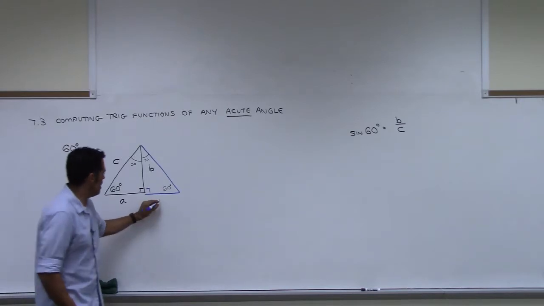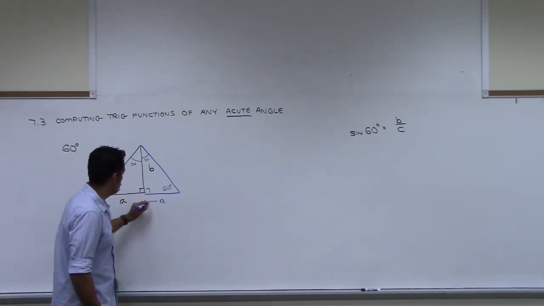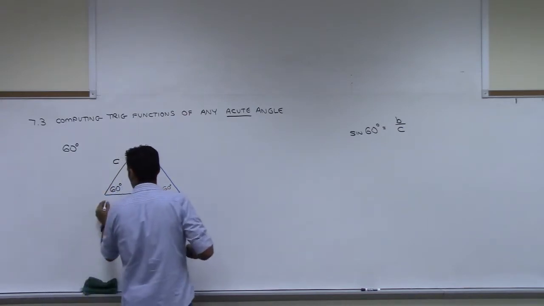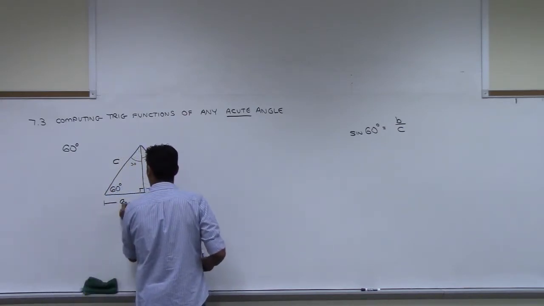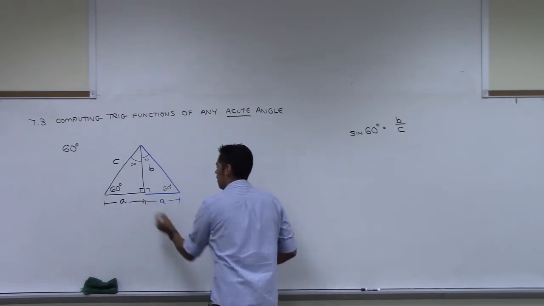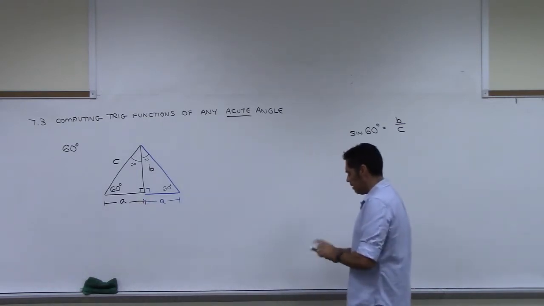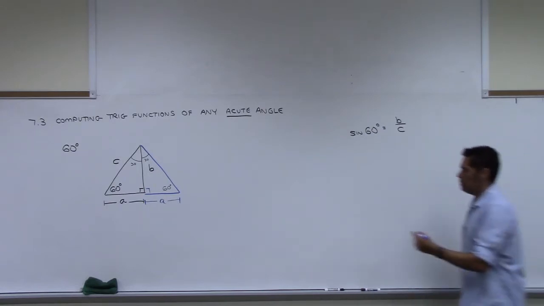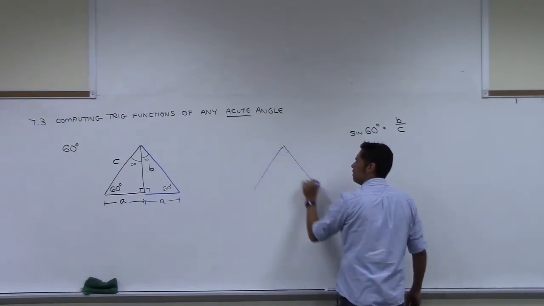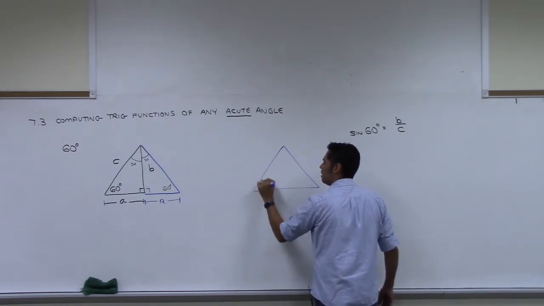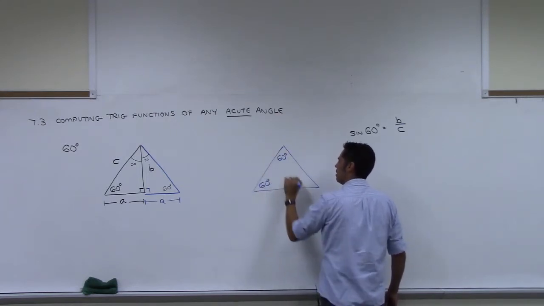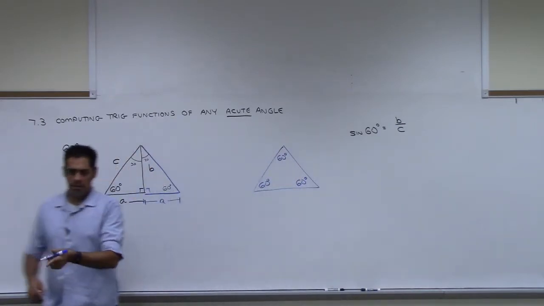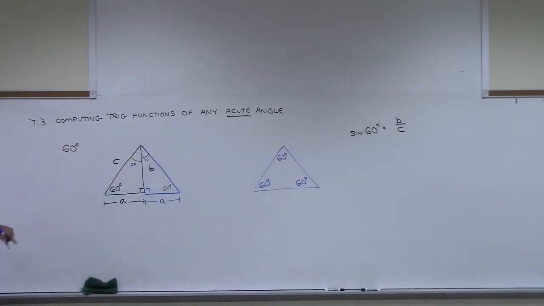Right here is A. And I'm talking about between here and here, that's A, right? And then between here and here is the other A. Can you give me any relationships here that you have? This is what this looks like now. 60, 60, 60, right? What type of triangle is this? Equilateral triangle. All sides are equal, aren't they?